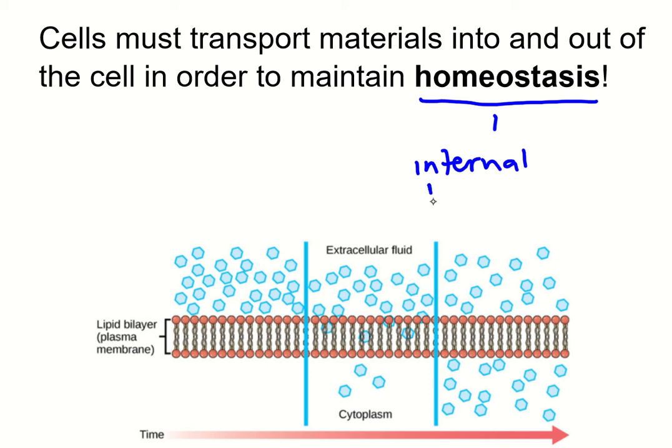Now this internal balance might be temperature. This internal balance might be glucose, making sure that they have energy to process. It might be water, but kind of the things to maintain life and keeping that balance.